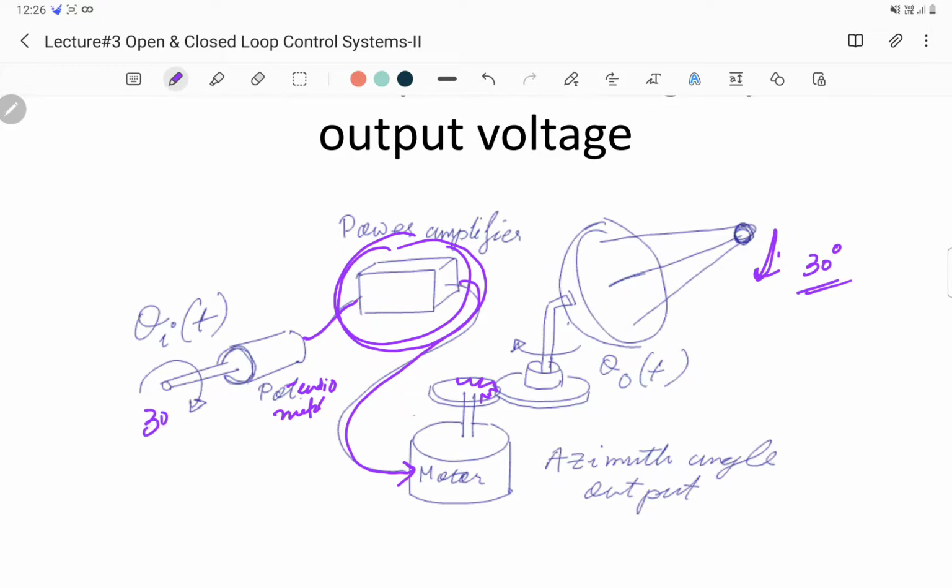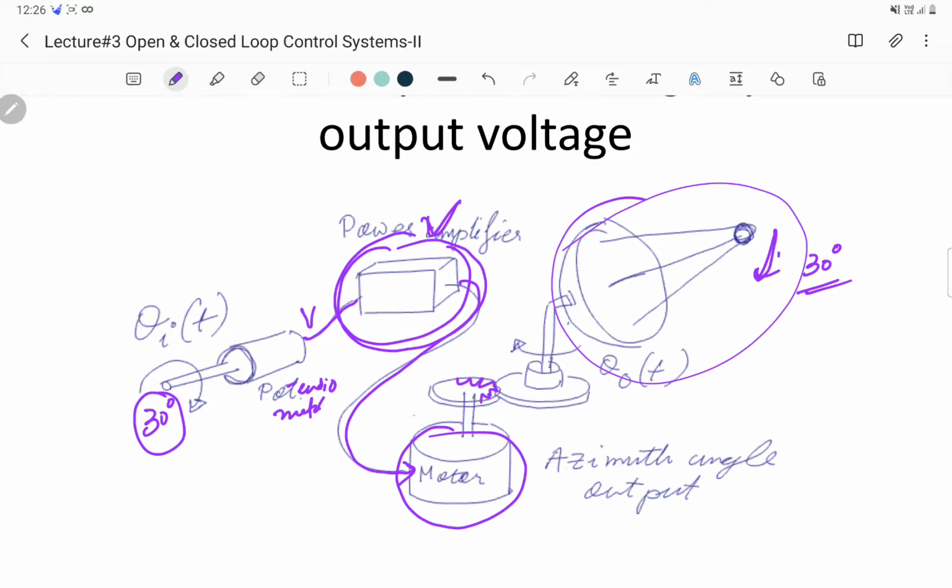So if we rotate this shaft by 30 degrees, the potentiometer produces some voltage. The voltage is amplified by a power amplifier. That amplified voltage is given to a motor, and the motor rotates the antenna by the desired angle. But the problem here is that, say for example, we intend to rotate the angle by 30 degrees and the antenna rotates only by 25 degrees.